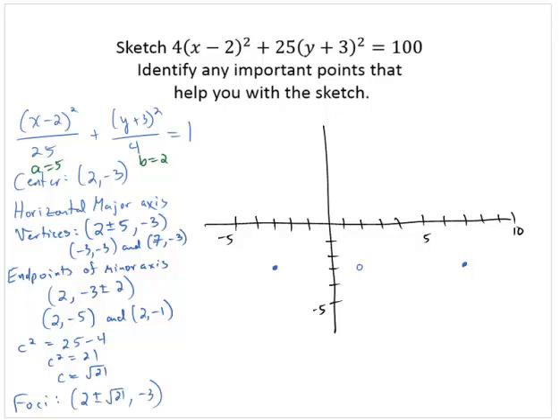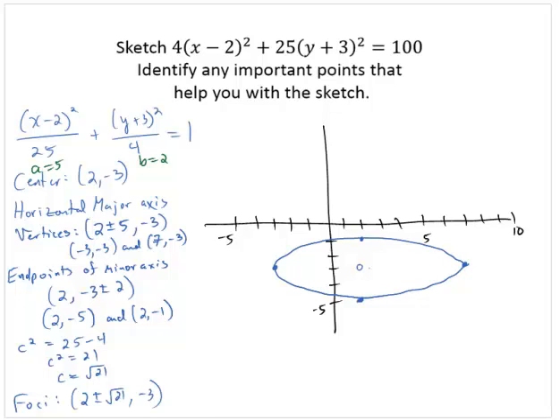The endpoints of the minor axis are at 2, negative 5, and 2, negative 1. And so really that's enough to draw the curve, to draw the ellipse. We would have something that looks roughly like this.